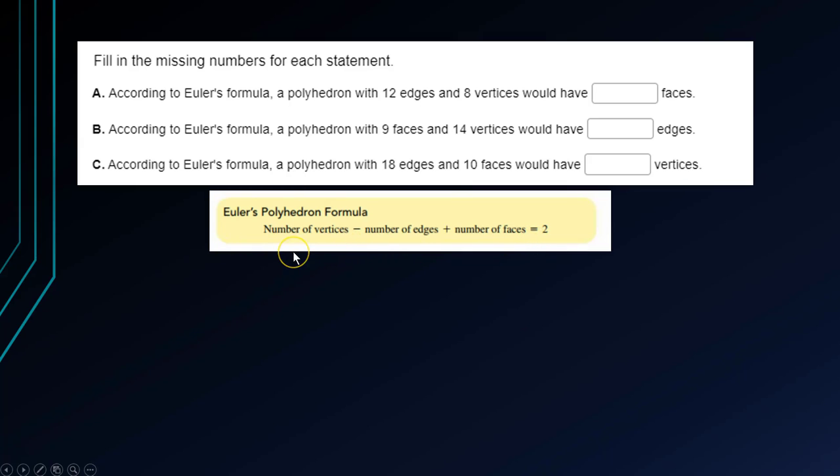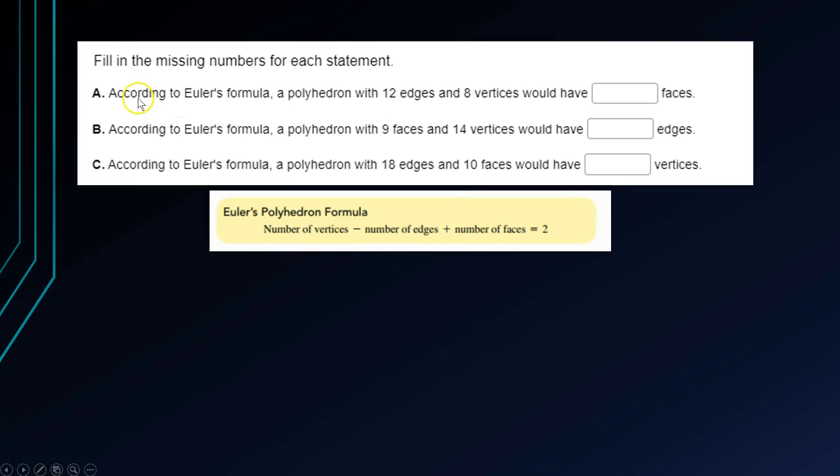I've seen this formula expressed in different ways in different textbooks as well. More commonly, it's usually the number of vertices plus the number of faces equals the number of edges plus 2. That's how I oftentimes see it. So keep that in mind. For each one of these, you're given two of these three numbers, and you have to find the third one.